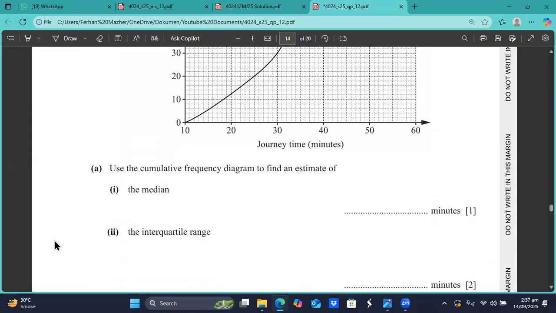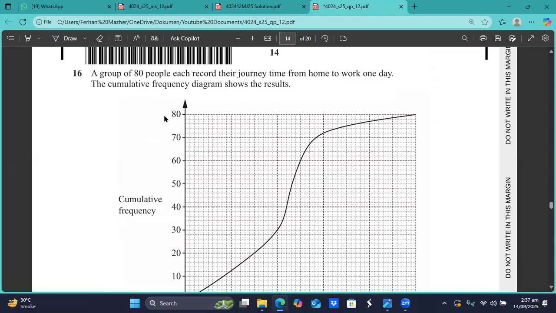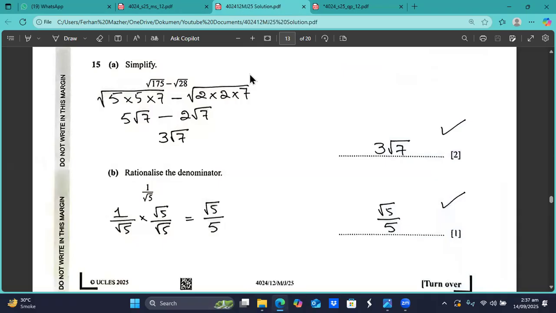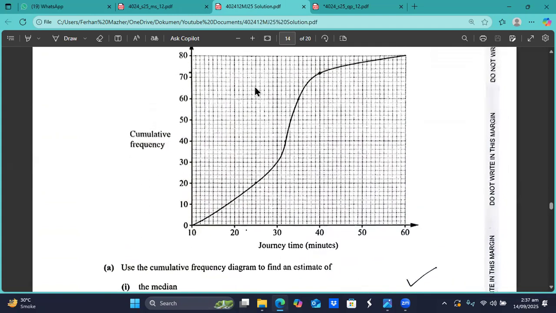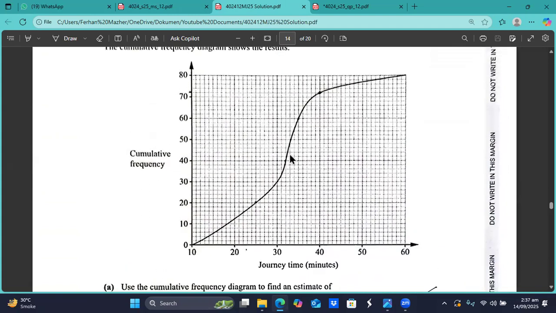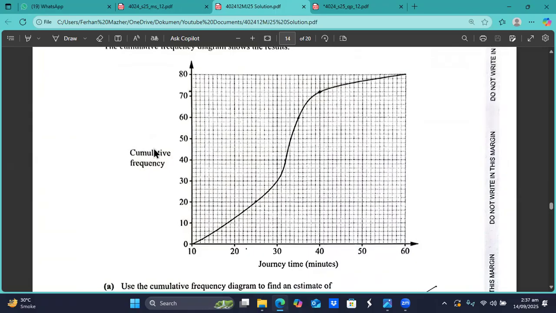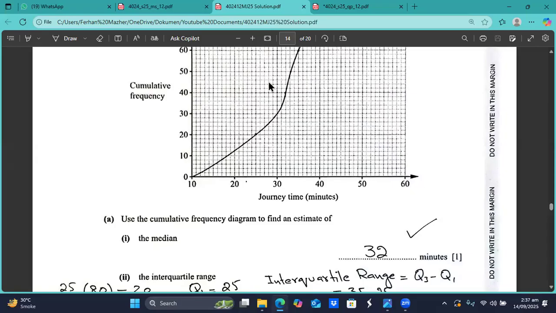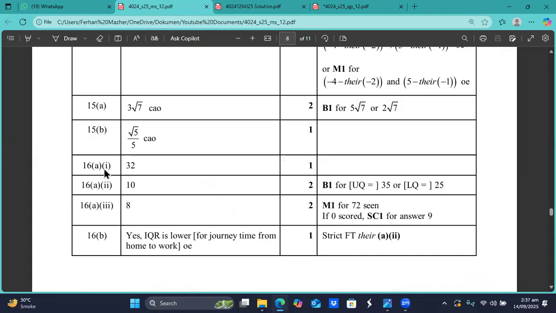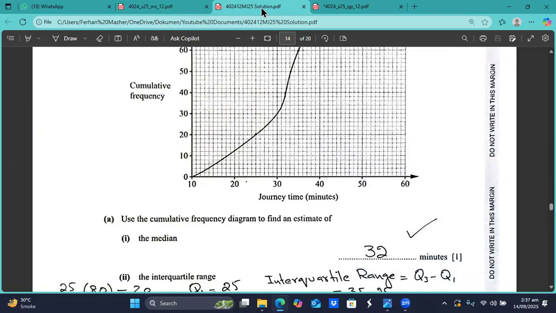So the A part is: use the cumulative frequency diagram to find an estimate of the median. The total cumulative frequency is 80. So find 50% of 80, that will be 40. Then on the y-axis, I will see where the 40 is, and from there I will go to the graph and check what the x value is. I have done this, and that will be 32. You see, from 40, draw a line. When you come to this point, check what this value is. It's 32, so the median is 32. This is the A part.